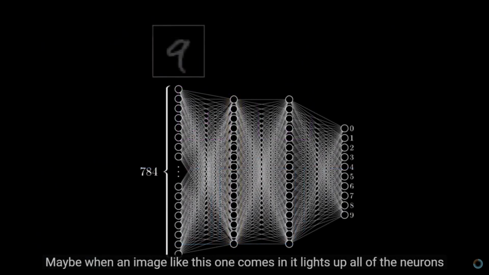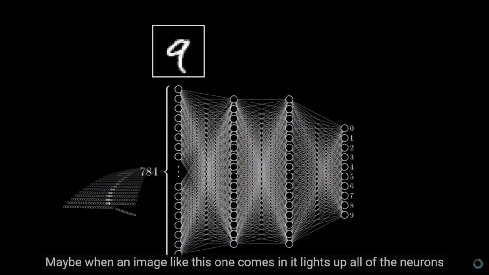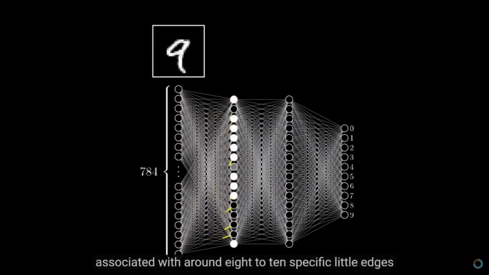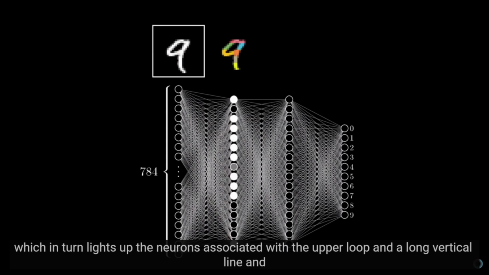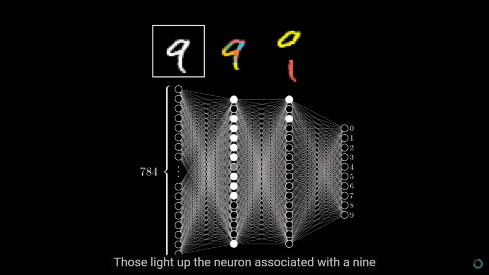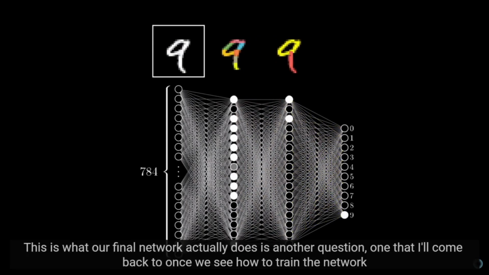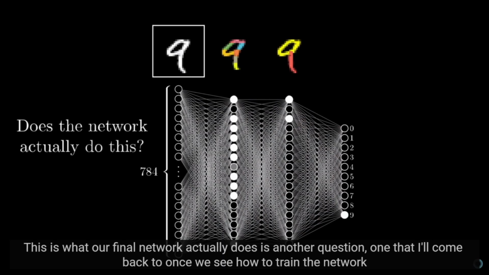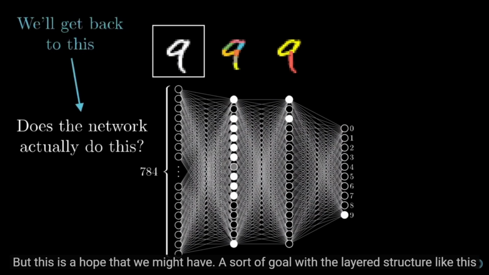Maybe when an image like this one comes in, it lights up all of the neurons associated with around 8 to 10 specific little edges, which in turn lights up the neurons associated with the upper loop and a long vertical line, and those light up the neuron associated with a 9. Whether or not this is what our final network actually does is another question, one that I'll come back to once we see how to train the network. But this is a hope that we might have, a sort of goal with the layered structure like this.